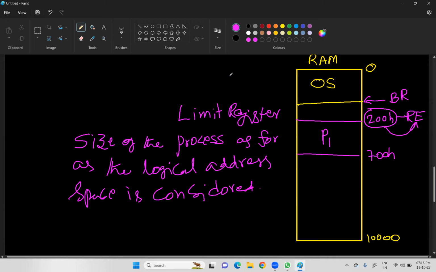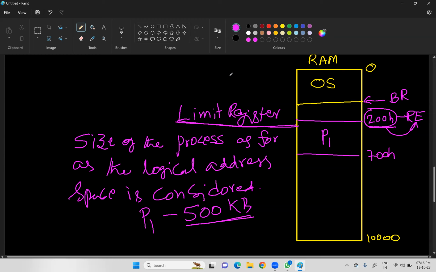So here you can consider this particular allocation that I have given. 200H to 700H will be the total memory occupied by P1. So P1 has a size of 500H, or 500 kilobytes. Let me say each kilobyte will be one H. Then 500 kilobytes are required to store your P1. Therefore, this 500 will be the limit register value. 200 will be the relocation register value.